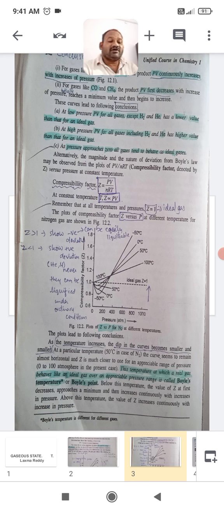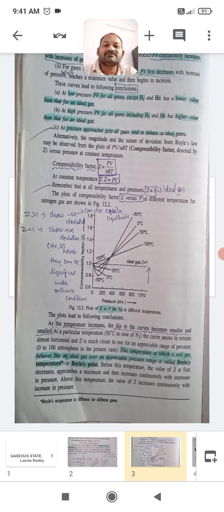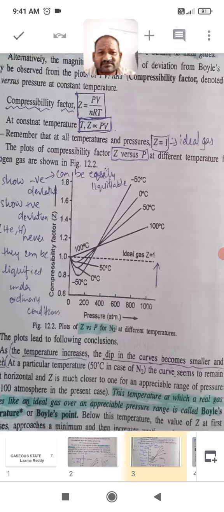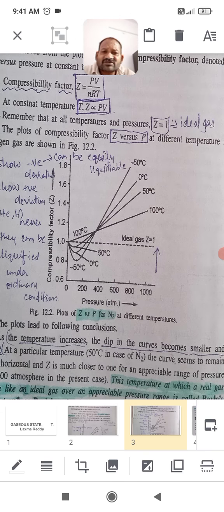Remember that at all temperatures and pressures Z is equal to 1, that is ideal gas. The plots of compressibility factor Z versus P at different temperatures for nitrogen gas are shown in the figure on the slide. You have to observe the slide and the graph, which is between compressibility factor Z and pressure.